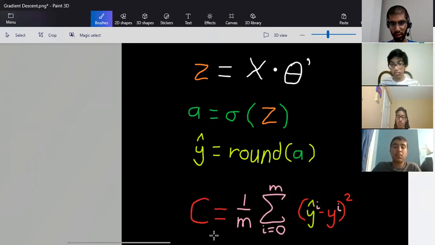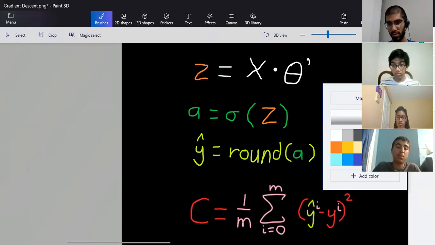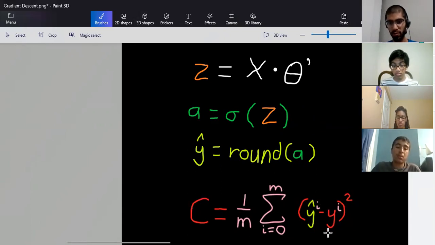When it comes to the cost, remember this. Over here, this is locked. The output, the label, the correct answer is locked. M is locked because you can't change the number of examples you have. The only thing that can change is the prediction of the algorithm, y hat, we call it.